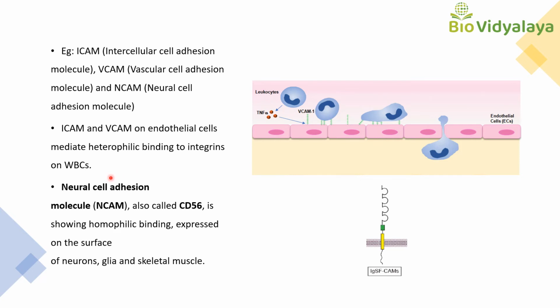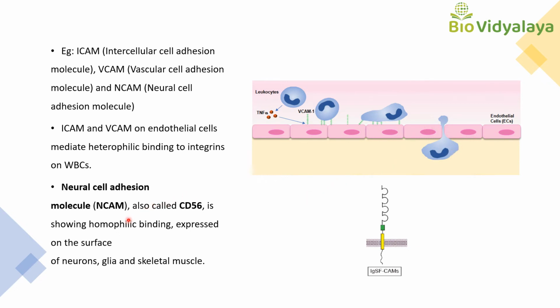We know that during inflammation, ICAM is expressed on endothelial cells. ICAM and VCAM are expressed on endothelial cells and bind with integrin on leukocytes, and that is facilitating the transendothelial migration of leukocytes to the inflammation site. Here you can see VCAM binding with integrin that is present on the leukocyte. That is helpful for transendothelial migration of leukocytes to the inflammation site.